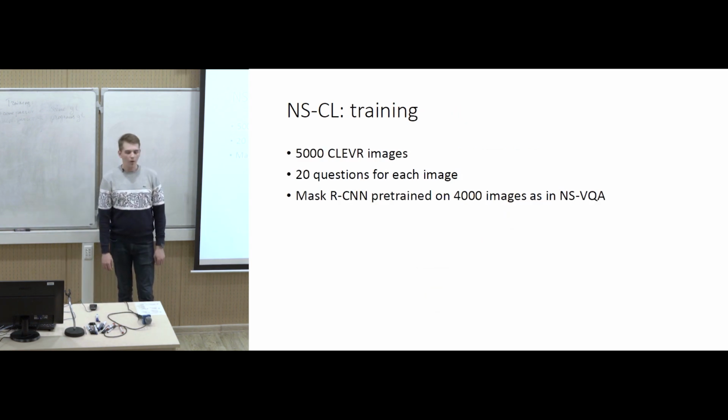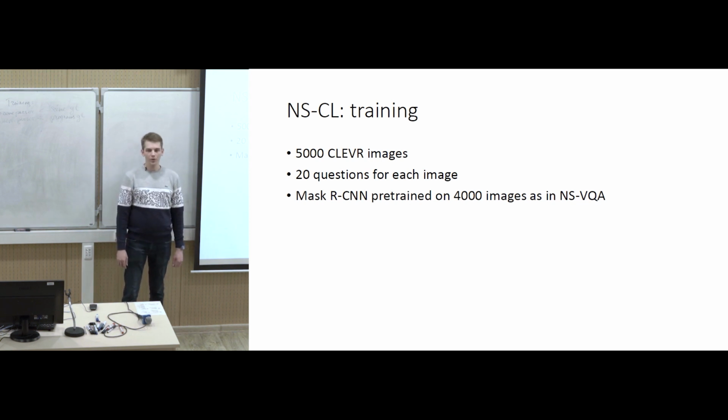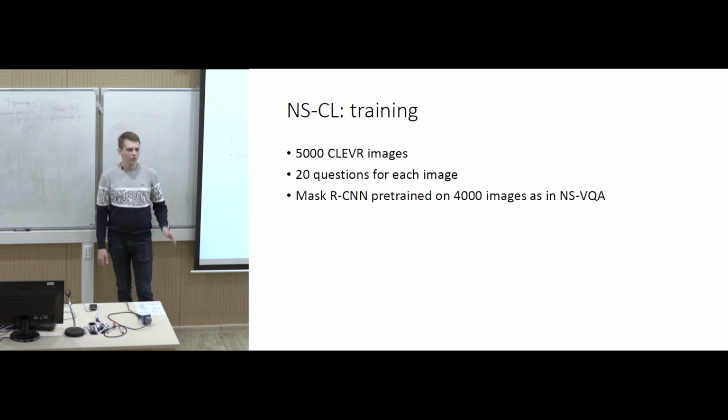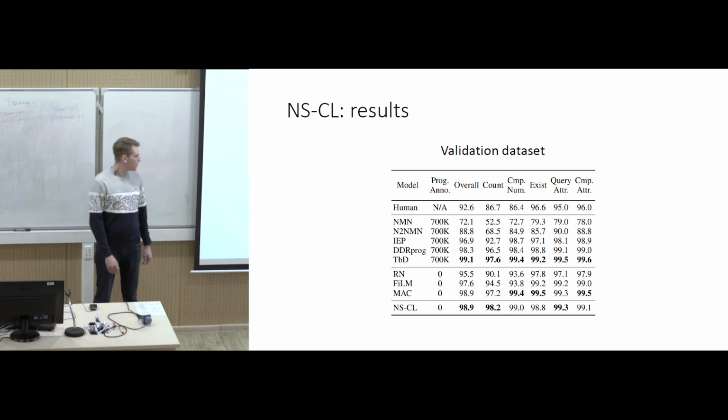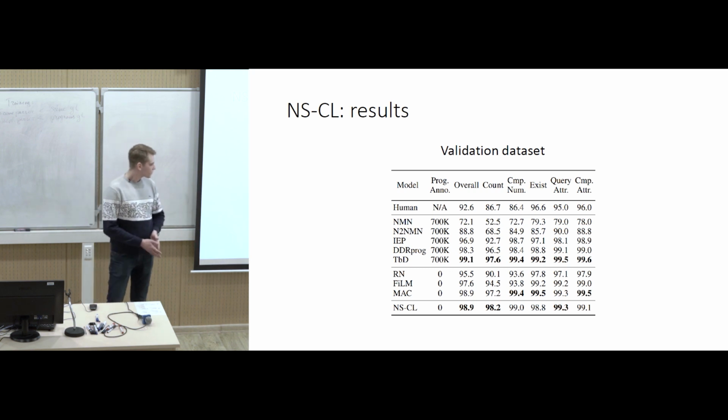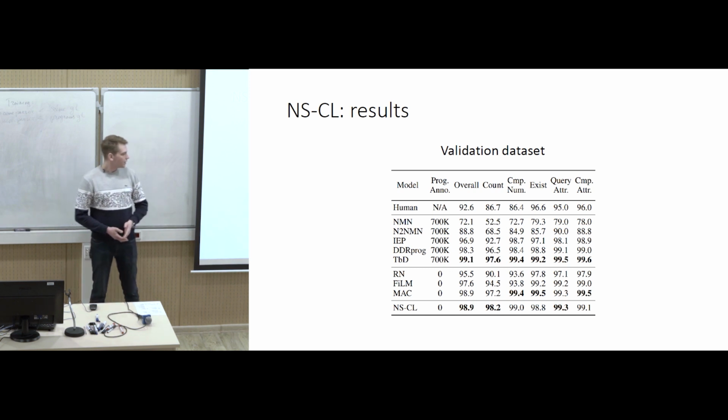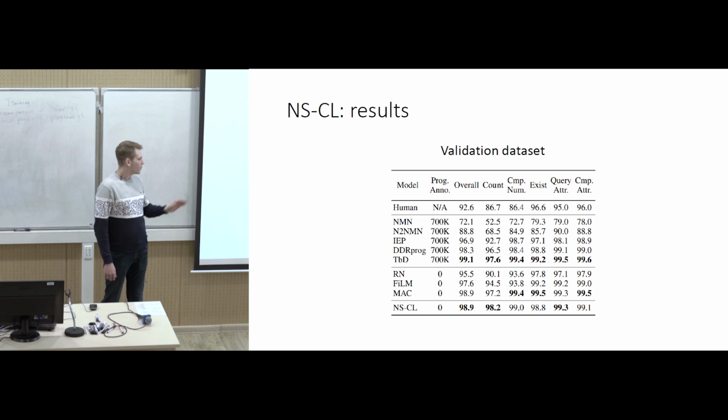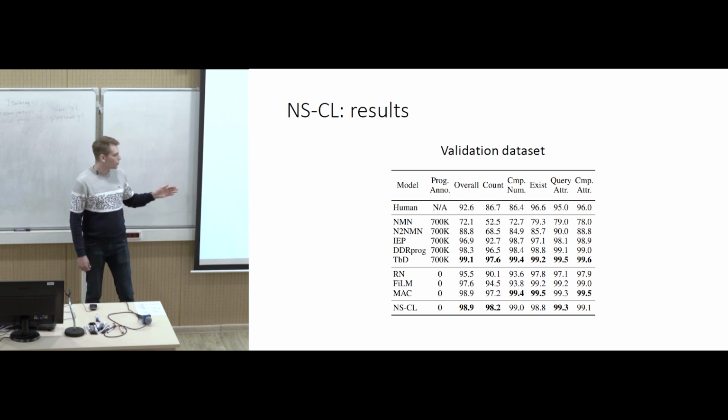So for training, we have 5,000 CLEVR images and 20 questions generated for each image during the whole process of learning. And like in the previous model, we use Mask R-CNN pre-trained on 4,000 images with segmentation mask annotations. As for results, we can compare our model with different models that use program annotations and with models that do not use them. The overall accuracy is 98.9%, and it is comparable with one of the models that also do not use the annotated programs.